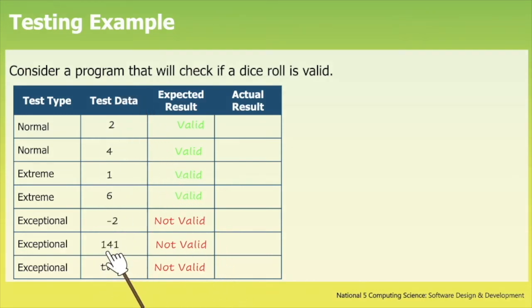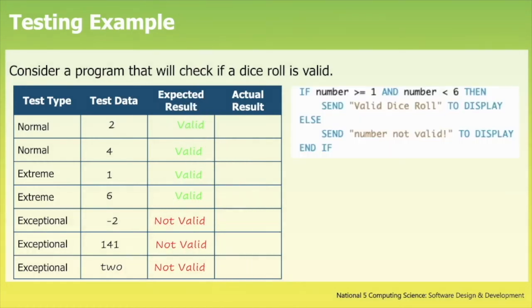Now that I've identified my data and I've written what I expect my program to show, I can then go to my program and enter those numbers. So if I enter if greater than or equal to 1 and less than 6, well, the number I've entered is 2, so that is valid. I've entered 4, that is going to be valid. 1 is valid because it is greater than or equal to 1 and less than 6. 6 is not valid because while it is greater than or equal to 1, it is not less than 6. So in this case here, my actual result doesn't match my expected result, so I need to go back to my code and then change it.